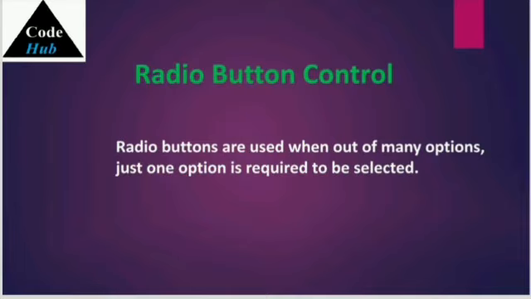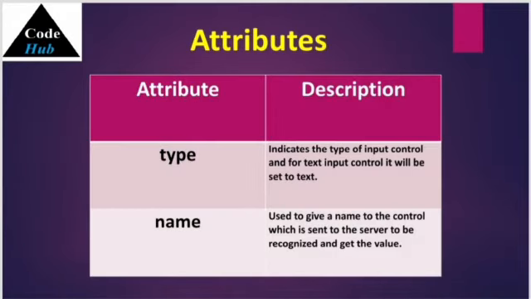Hello people, let's start with the radio button control tag. Radio buttons are used when, out of many options, just one option is required to be selected. They are also created using the HTML input tag, but the type attribute is set to radio. Let's know about the attributes.